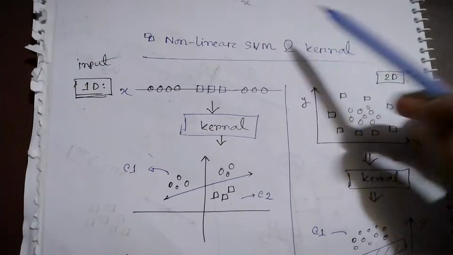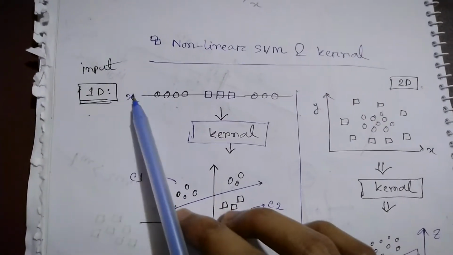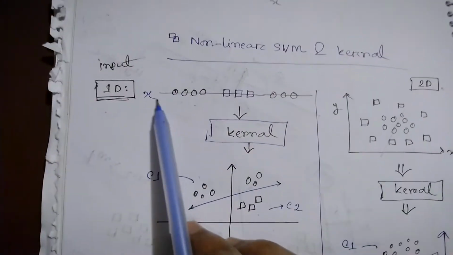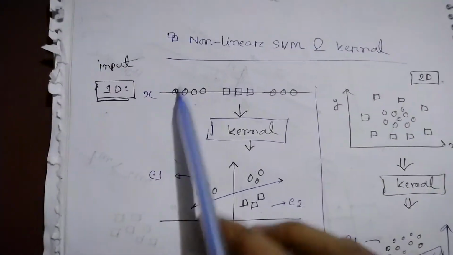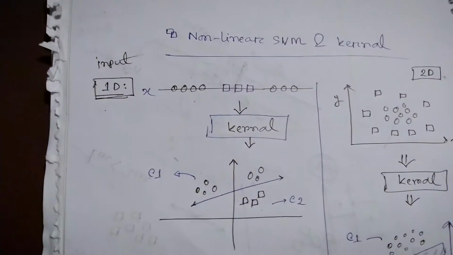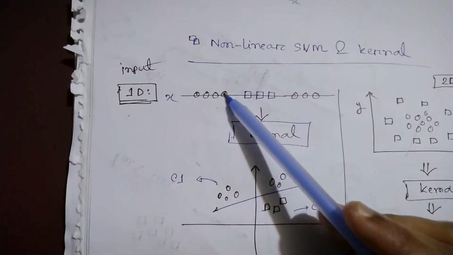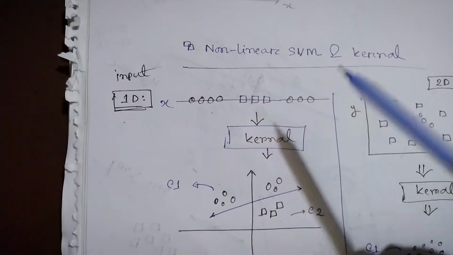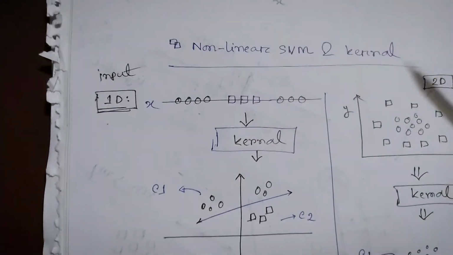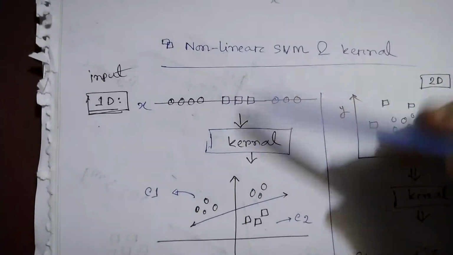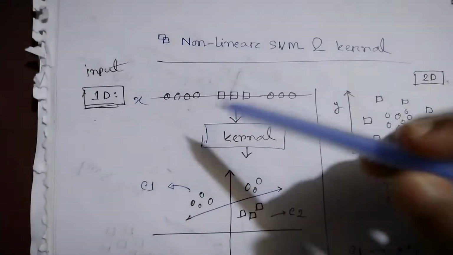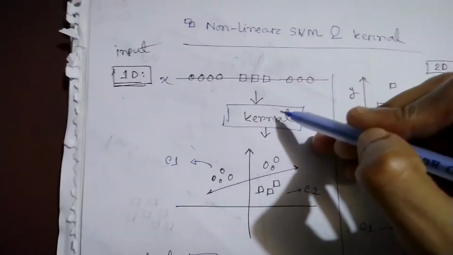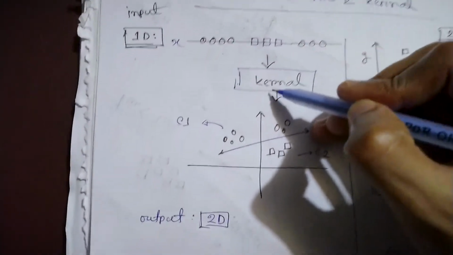What a kernel does is it takes 1D input data like this one. This is simple, just a single x-axis. There is no y-axis because it is 1D. Okay, so you have circles in one place, in the middle you have the rectangle class, and you also have the circle class again. Now you cannot differentiate those two classes easily. It would be very difficult. You just cannot draw a line here and differentiate them. You need to give it to the kernel, and the kernel can do the magic.